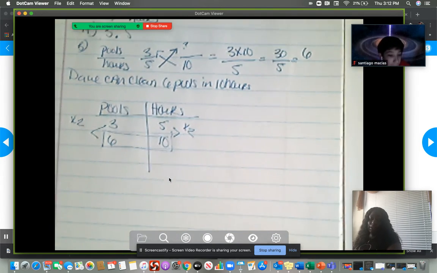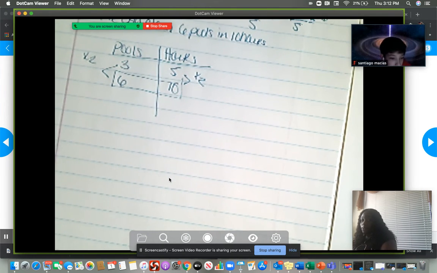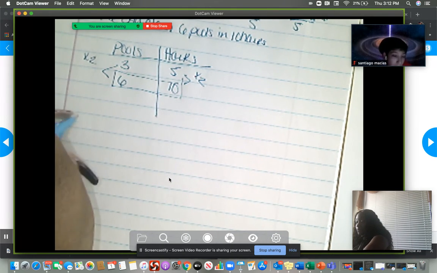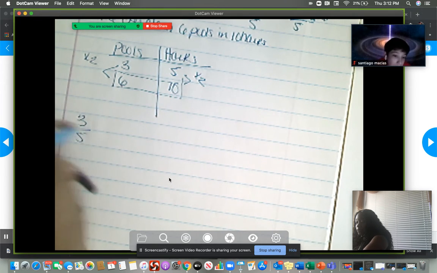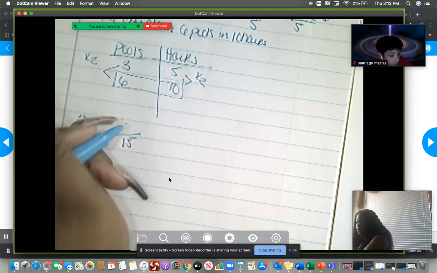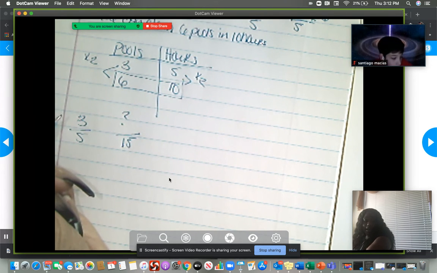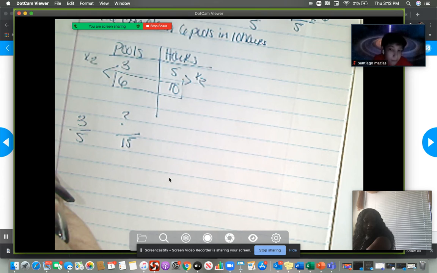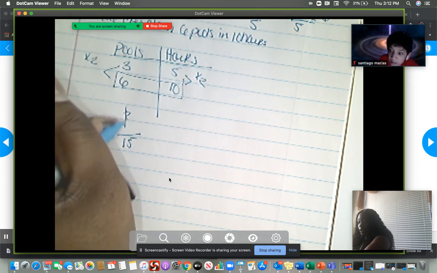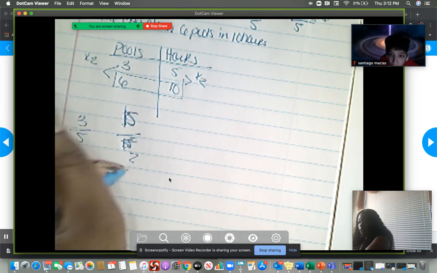Okay, so let's go down to part C. It says, how long does it take Dave to clean 15 pools? We're going to do the exact same thing, starting off by setting up our initial ratio, which is 3 out of 5. We now know that he's cleaning 15 pools, but we don't know how long it's going to take. Oh, Ms. Brown did her ratio backwards. 15, and this is my question mark.